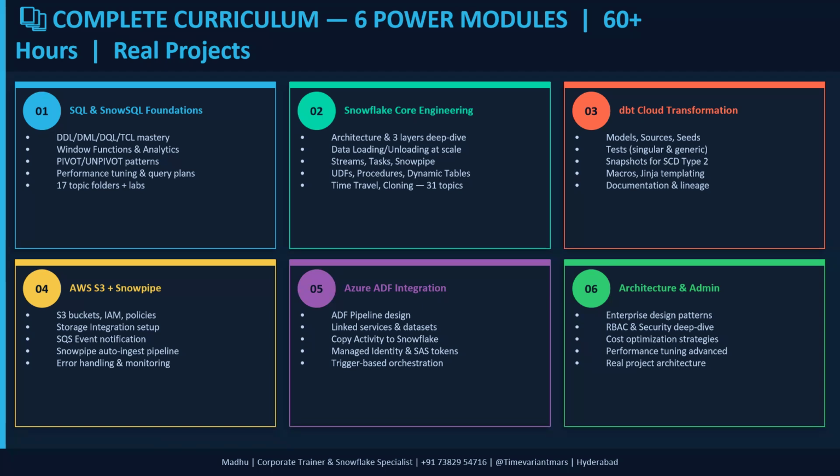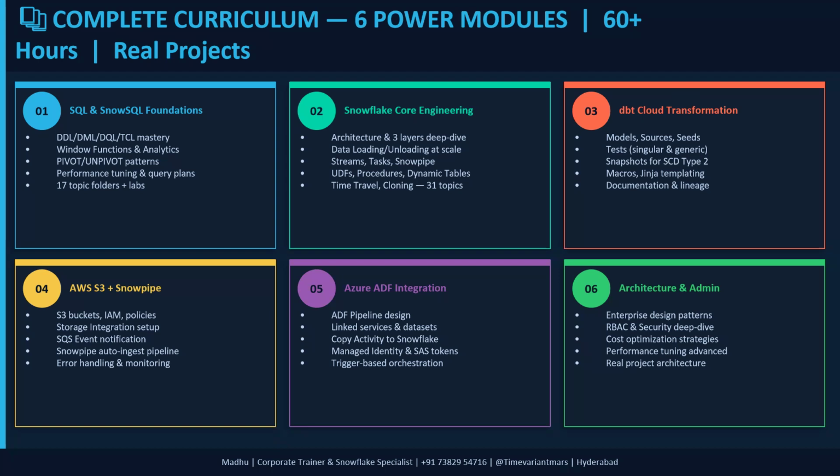Module four is S3 Snowpipe integration: IAM, bucket policies, storage integration, SQS notification, and an end-to-end Snowpipe pipeline. Then we go with Azure ADF, where we will see copy activity. Azure ADF integration, ADF pipeline design, and copy activity into Snowflake, managed identity and secret tokens, and trigger-based orchestration.